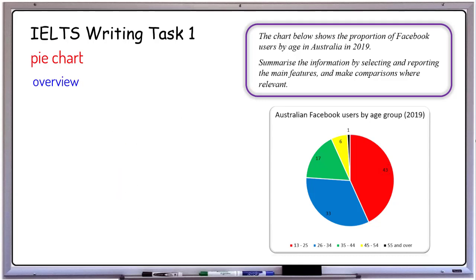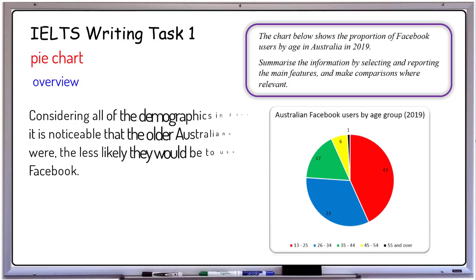So that's our only key feature worthy of pointing out, which would in turn shape the way we organize our body paragraphs. Now let's see how we can put our key point into an overview. Here's an example. Considering all of the demographics in 2019, it is noticeable that the older Australians were, the less likely they would be to use Facebook.